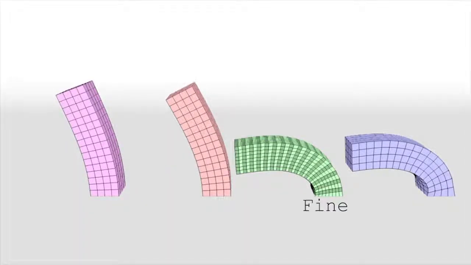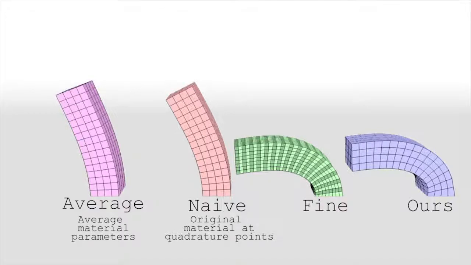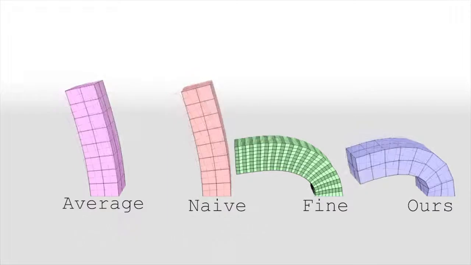In this example, green is used to represent the results of high-resolution simulation and blue for those of our data-driven coarsening. Red and pink represent simple coarsening approaches which integrate the original material model and average the material properties inside each coarse element, respectively. We show results using both 1 level and 2 levels of coarsening.